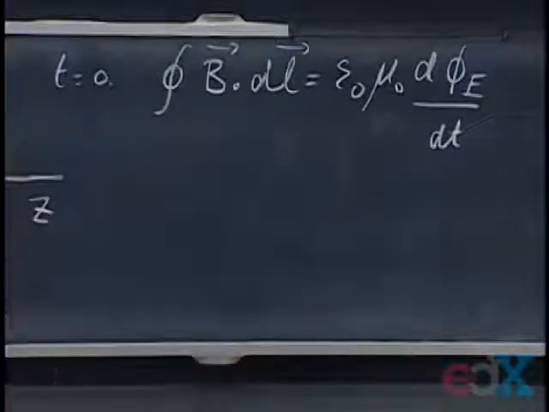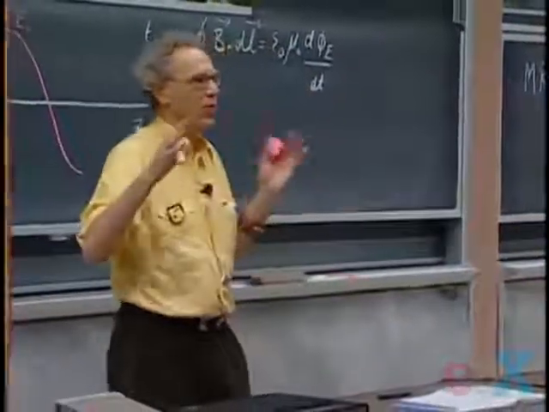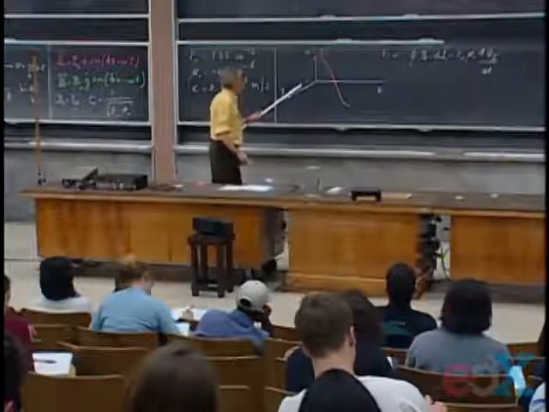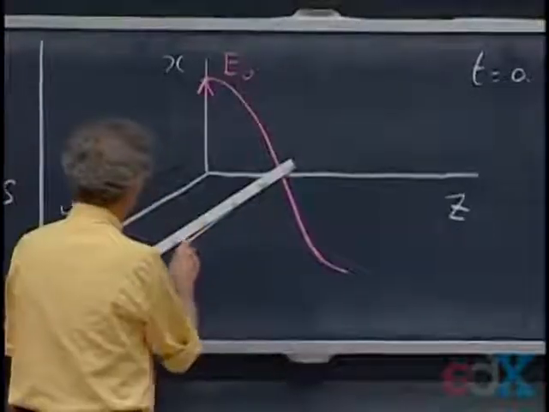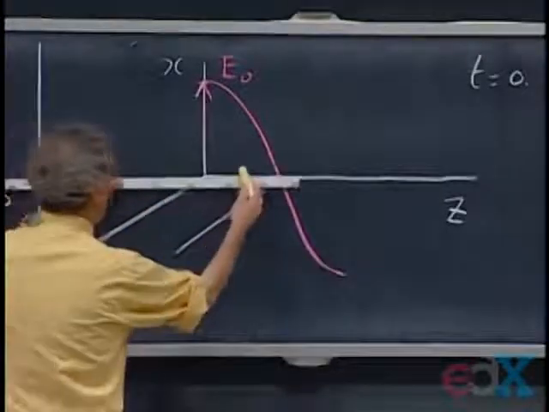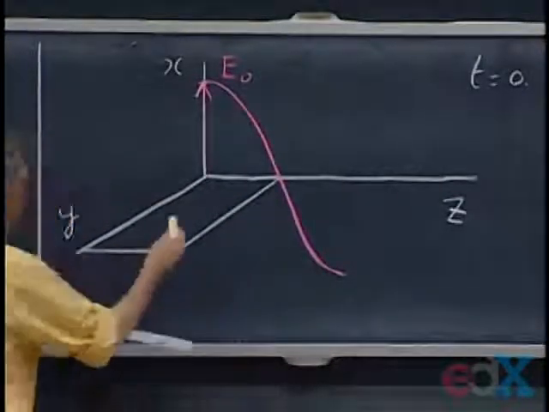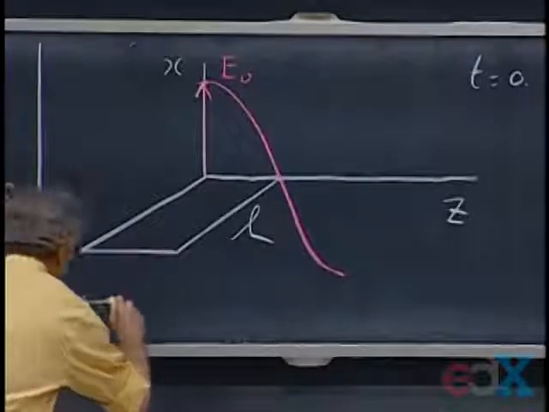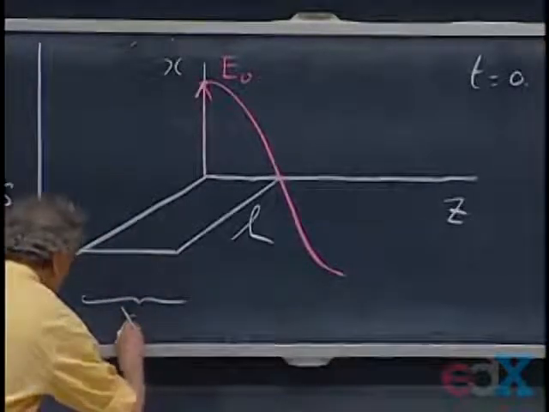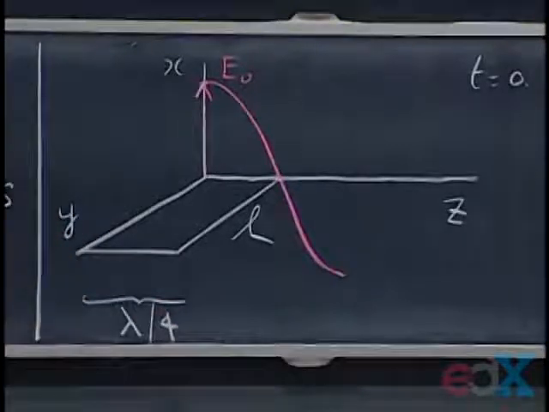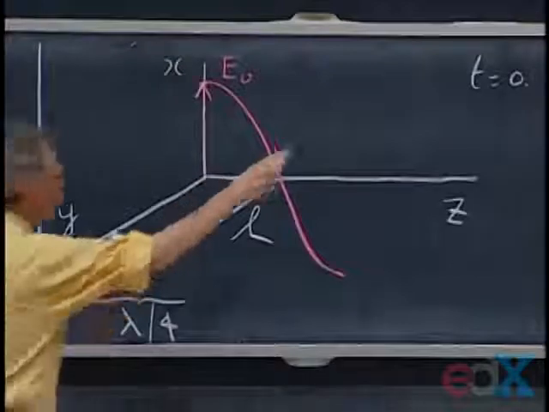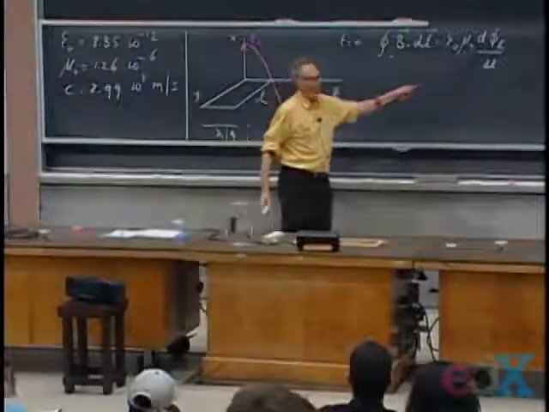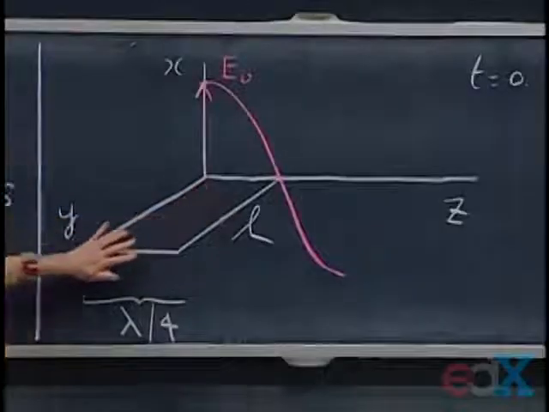I need a closed loop and I need an open surface attached to that closed loop. I'm going to choose a closed loop in the plane YZ. This here is going to be my closed loop. This length is L, and the width, this side, is lambda divided by 4. I have to do a closed loop integral of B dot dl, I will do that last. I will first do the hardest part, which is the time derivative of the electric flux through this surface.